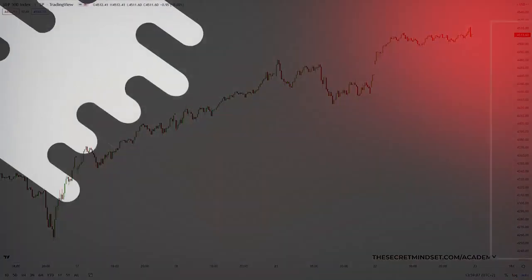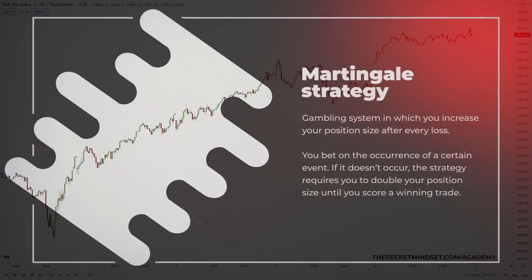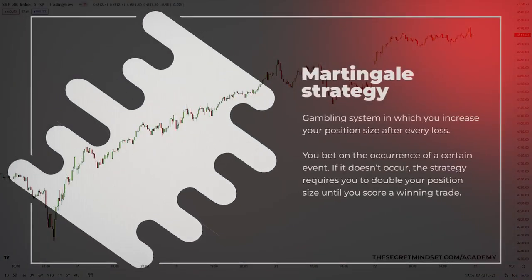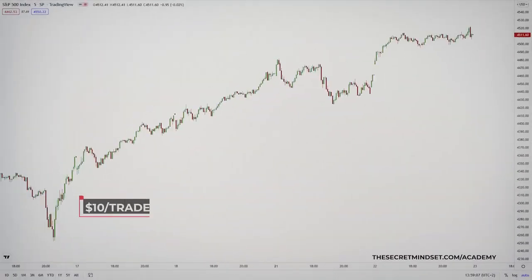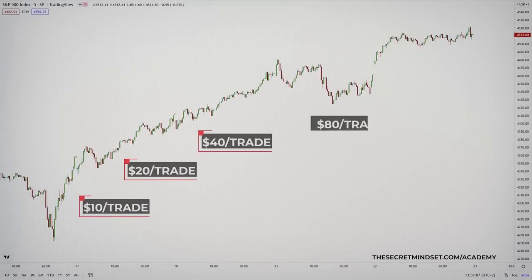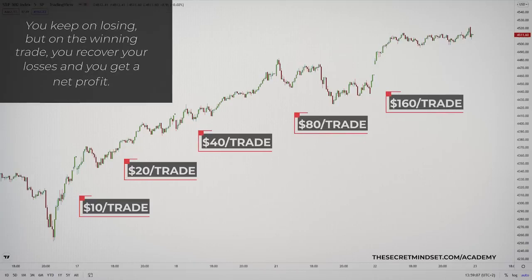The martingale strategy is nothing more than a gambling system in which you increase your position size after every loss. You bet on the occurrence of a certain event. If it doesn't occur, the strategy requires you to double your position size until you score a winning trade. Let's say you risk $10 on a trade. If you lose, the next one has a $20 stake. The next trade you risk $40. You continue to double the position size until you get your win.